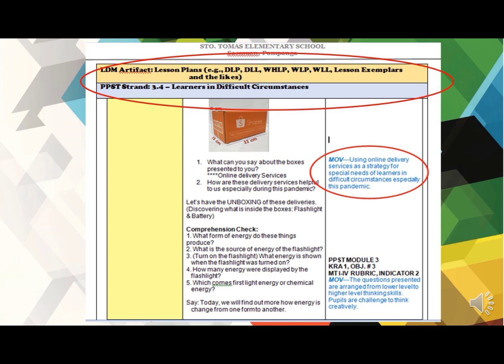Whichever lesson plan you want to use, if you used a WHLP, show the part that has learners in difficult circumstances. If you used a DLL or DLP in your classroom observation, that is also fine. You can use whatever shows the learners in difficult circumstances that you have achieved.